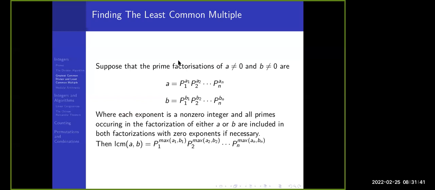Then you can get the least common multiple, which is down here. So for each prime, you pick the maximum. For P2, you pick the maximum of A2 and B2, and so on until you reach Pn, you pick the maximum of An and Bn, the exponents.